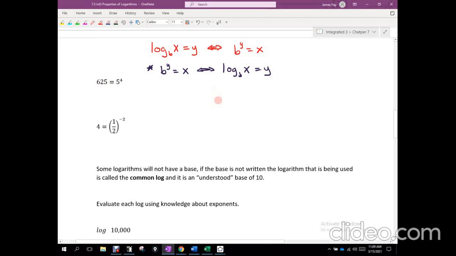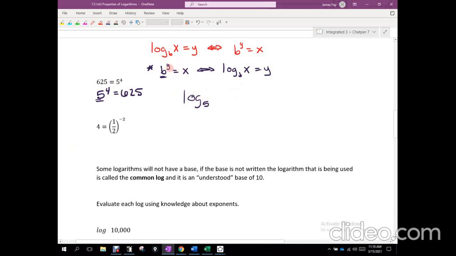Now, because of the symmetric property of equality, can I rewrite this as 5 to the 4th equals 625? Does that say the same thing? And that might be easier for us to decide what the b, the x, and the y are when I rewrite this as a logarithm. Because now you can see b is the 5, right? So when I write this as a log, I'm going to write log. So b is 5, so that goes down right there.